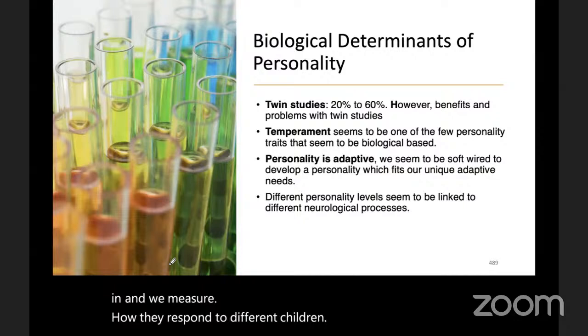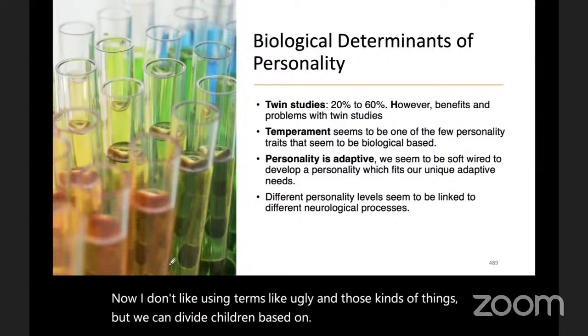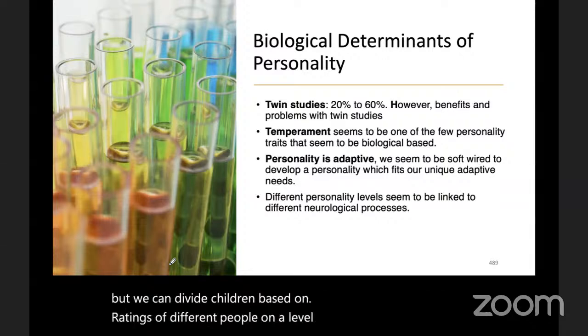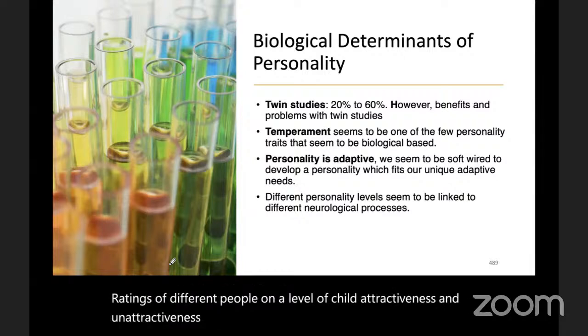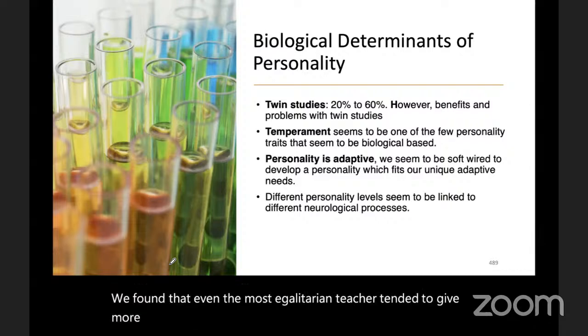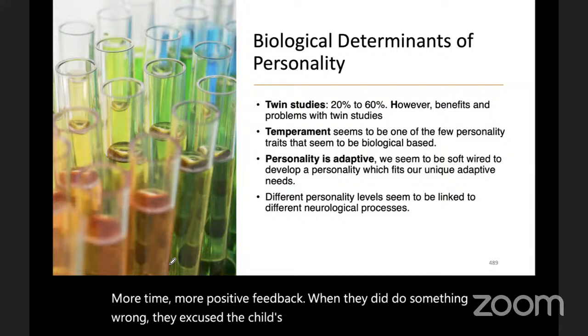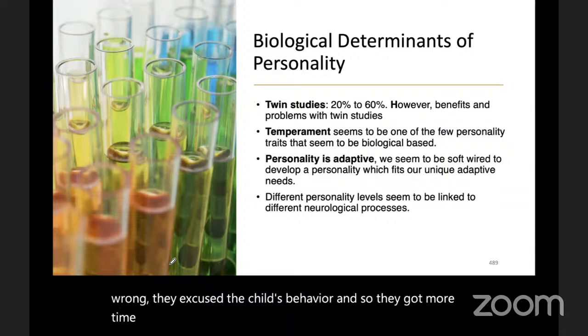Now, I don't like using terms like ugly and those kinds of things, but we can divide children based on ratings of different people on a level of child attractiveness and unattractiveness. Okay. And we found that even the most egalitarian teacher tended to give more attractive or what we would call cuter children more time, more positive feedback. When they did do something wrong, they excused the child's behavior. And so they got more time, more positive feedback, and excuses were made for their behavior.